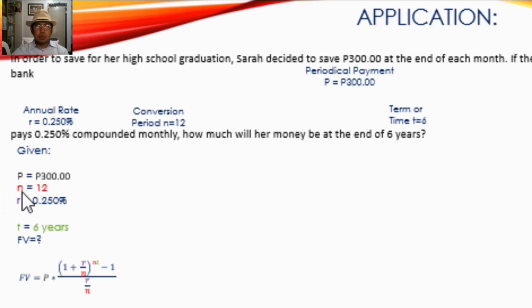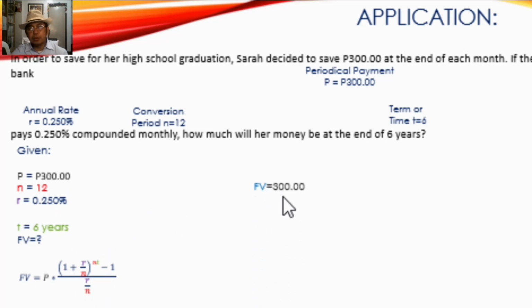The mode of conversion or conversion period is 12. Annual rate is 0.25%. And the term of payment is 6 years. What is the problem? Future value of what? Of the savings at the end of 6 years. Here is the working equation. You just follow it. As you will notice, I made use of color coding so you can easily identify what to substitute. Okay, let's continue.